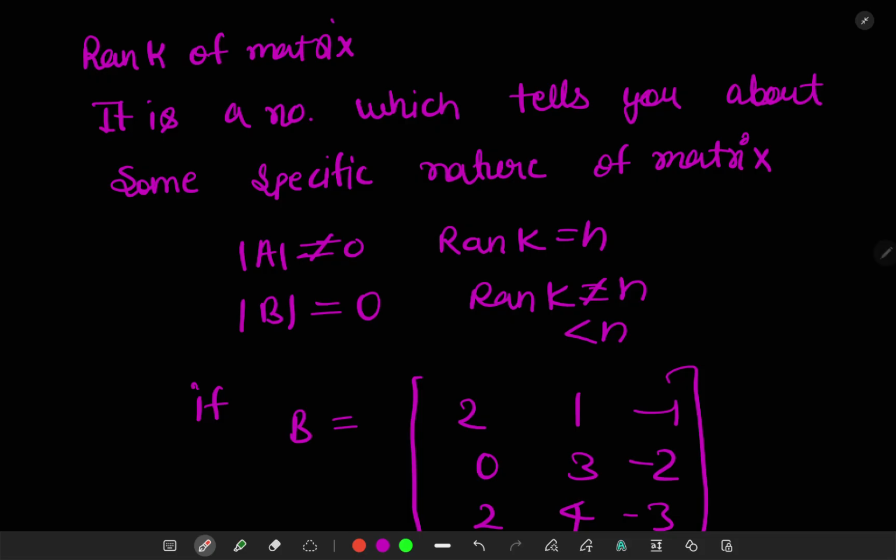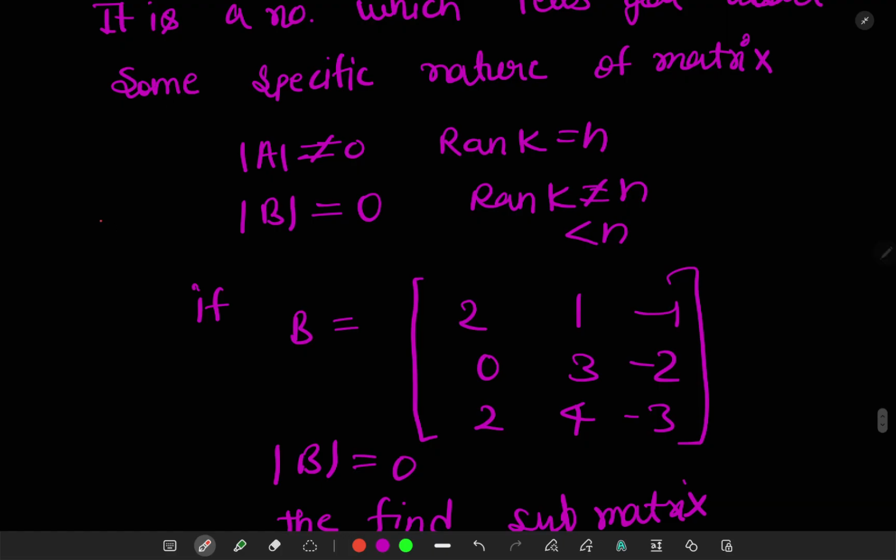It is a number which tells you about some specific nature of a matrix. Determinant of A does not equal 0 means the rank is equal to n, the order of the matrix. If, for example, determinant of B is equal to 0, then its rank does not equal the order of the matrix; its rank is less than the order of the matrix.